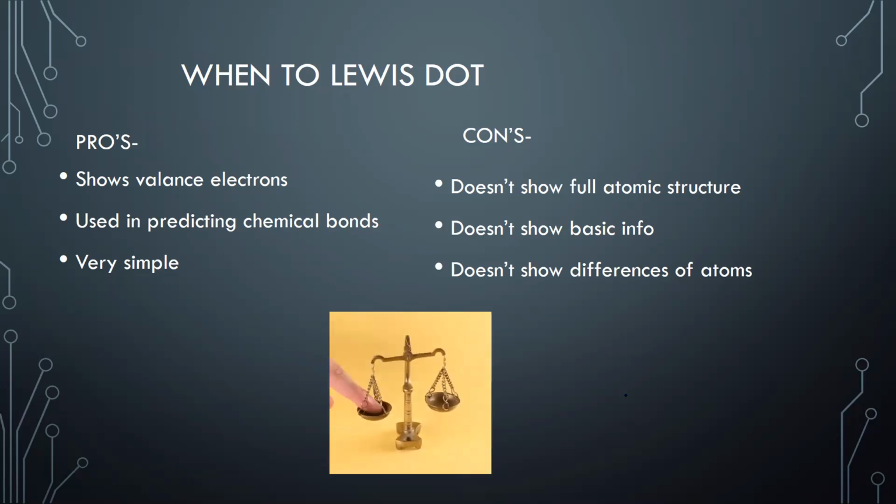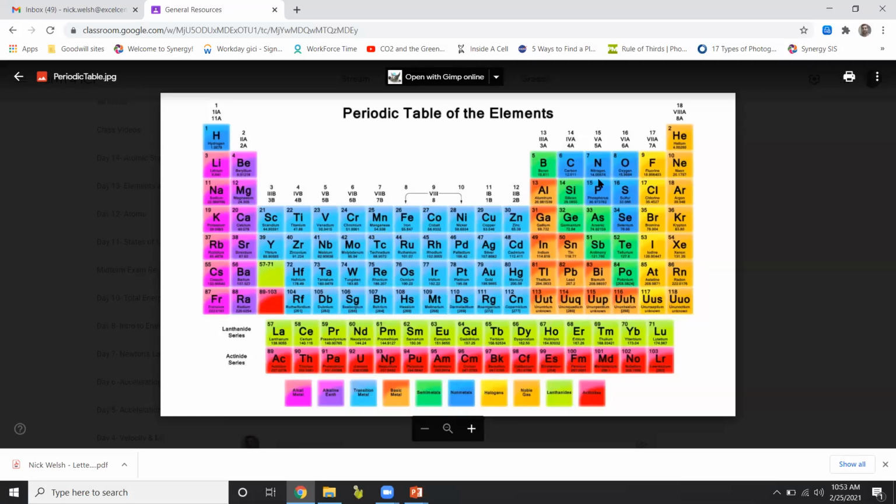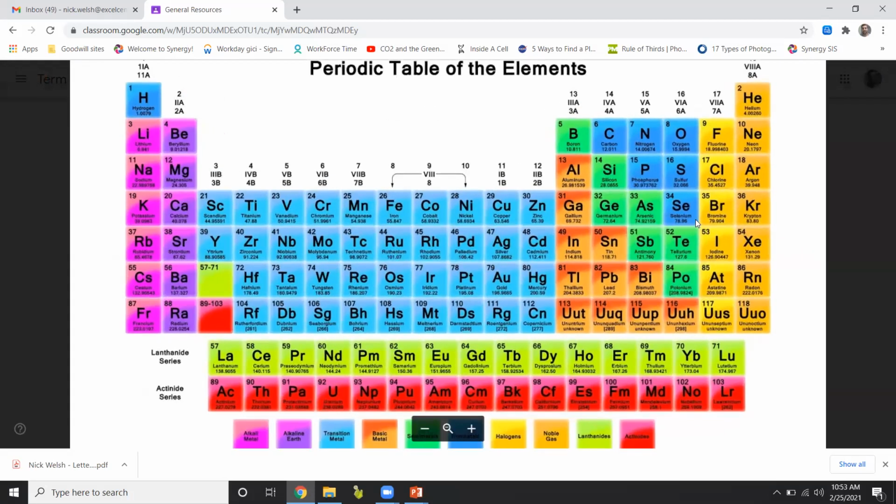What are some drawbacks to the Lewis dot structures? Well, they don't show the full atomic structure. What do I mean by that? If we go back to our periodic table, if you were to look at neon, like we just looked at, and xenon, they're going to look identical in terms of their Lewis dot structure, but they are nowhere near identical in terms of atoms.